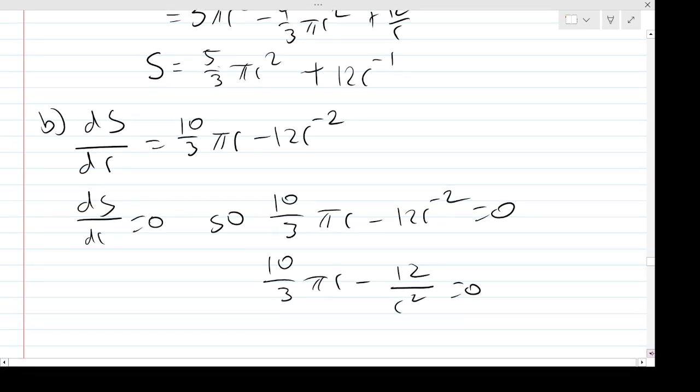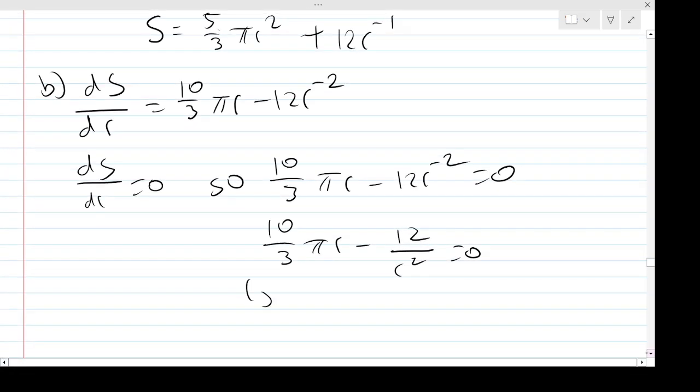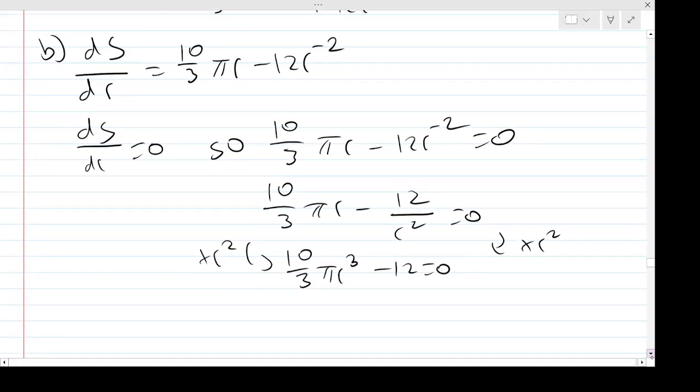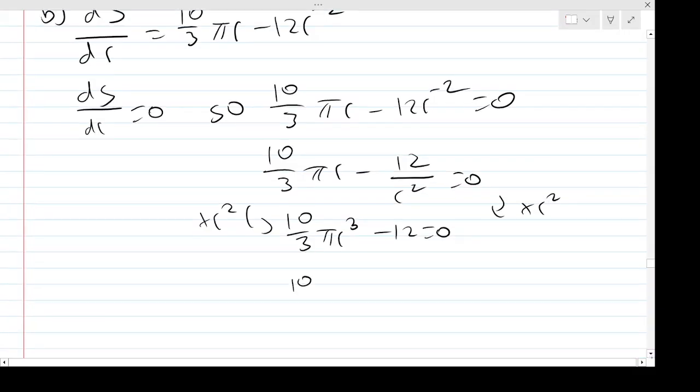Then again, I can times by r squared to all the terms, to get rid of the fraction, to both sides. So then 10 thirds pi r cubed, take away 12 equals 0. Then I want to solve for r. So then 10 thirds pi r cubed equals 12. So therefore r cubed is going to be 12 divided by 10 thirds pi.